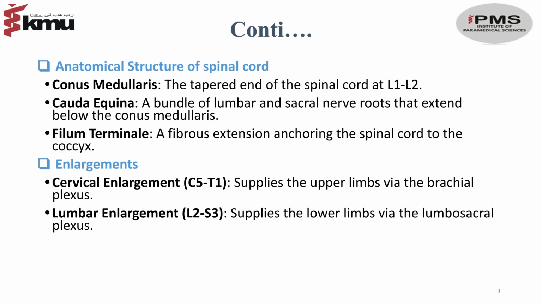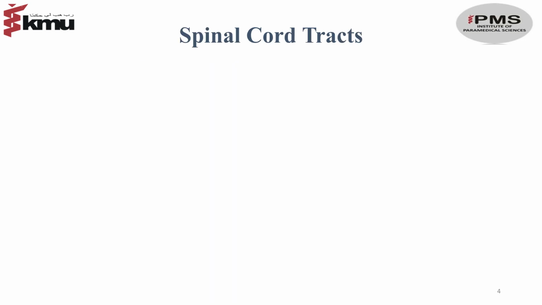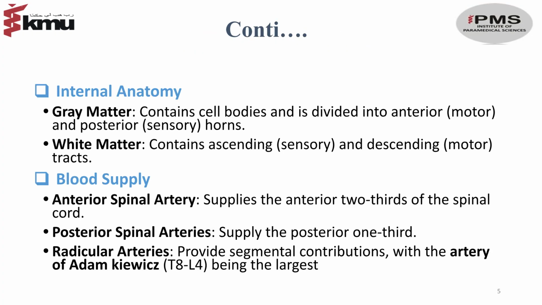The cauda equina is a bundle of nerve roots, and the filum terminale anchors the cord. The cervical and lumbar enlargements supply the upper and lower limbs. This image illustrates the various ascending and descending tracts within the spinal cord. The internal anatomy includes gray matter for cell bodies and white matter for tracts. Blood supply is primarily through the anterior and posterior spinal arteries, supplemented by radicular arteries, including the artery of Adamkiewicz.